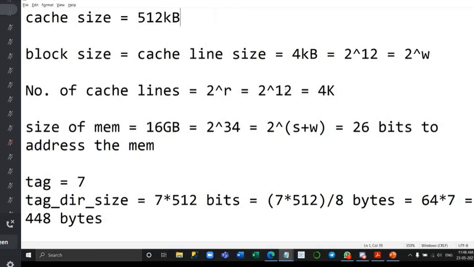So if you multiply the block size with the number of cache lines, then we can easily find out the total number of bytes in the cache, which is the cache size. So the block size 2 to the power 12 multiplied by the number of cache lines, 2 to the power 12 as well. That becomes 2 to the power 24, which is 4 megabytes.